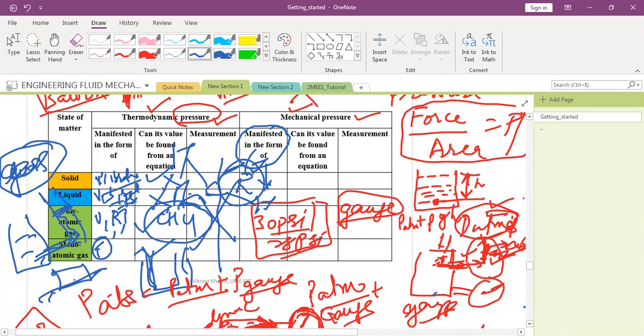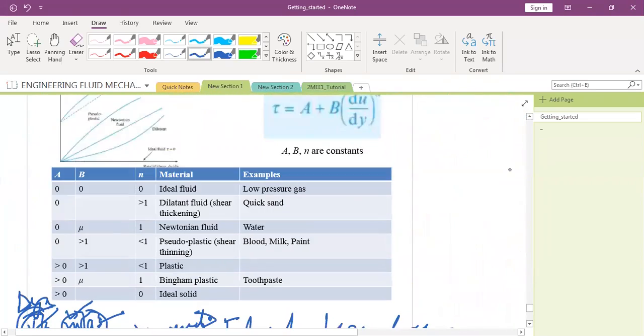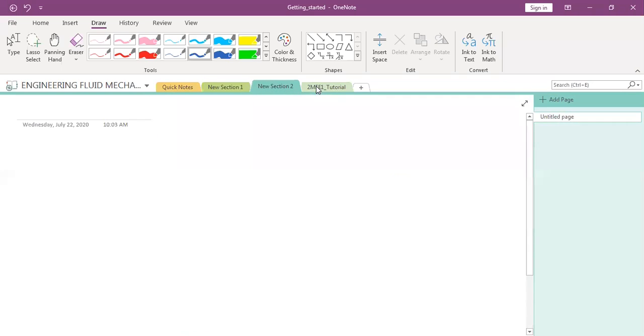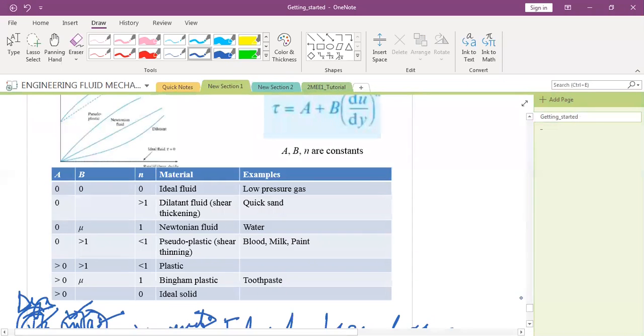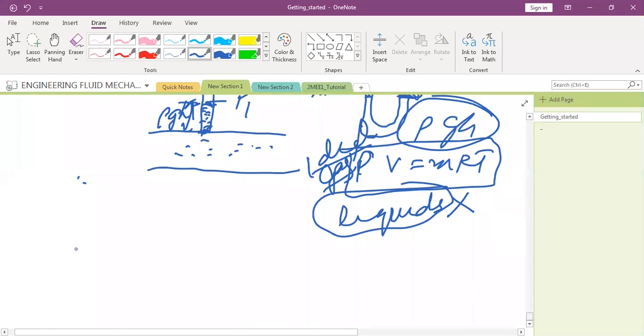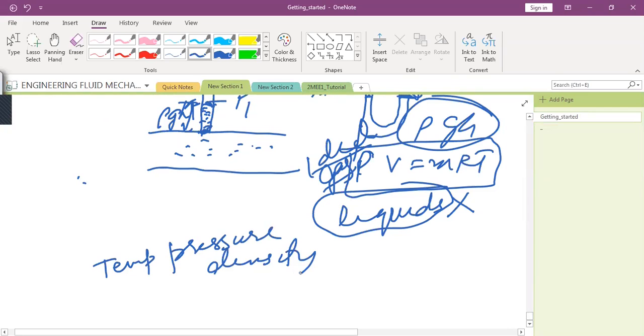Is that clear? So I will move forward now. Let me know, any doubts in temperature, pressure, density, volume, and all that stuff? So I will be moving forward now.